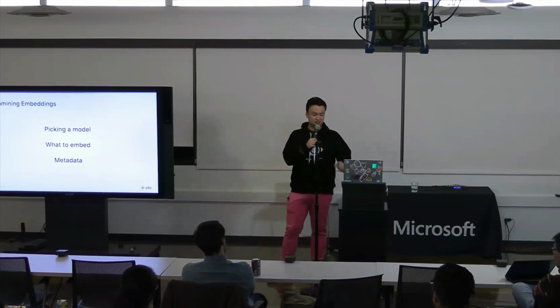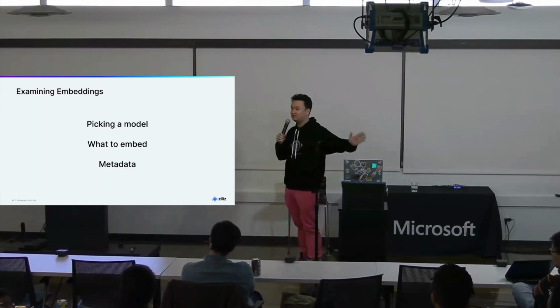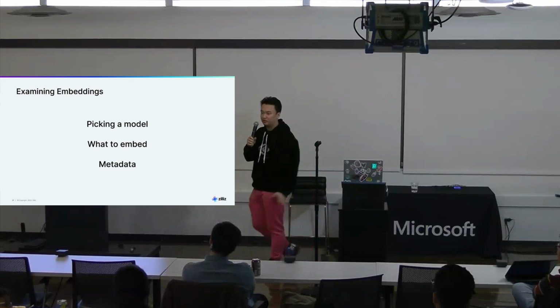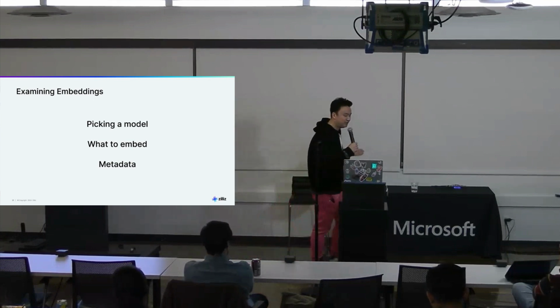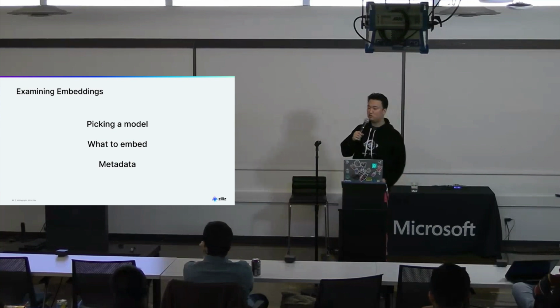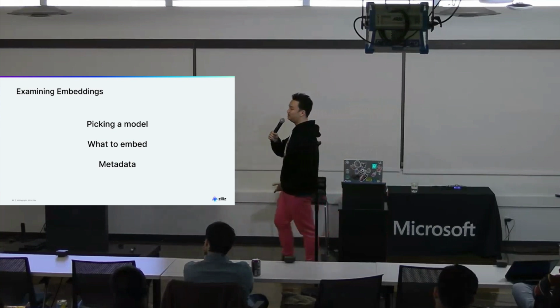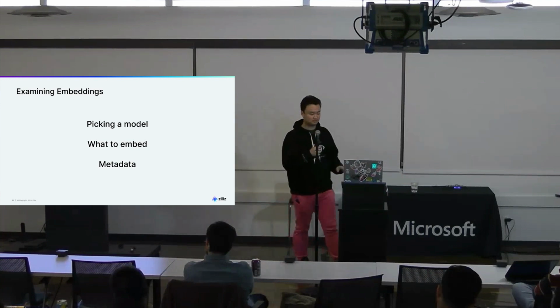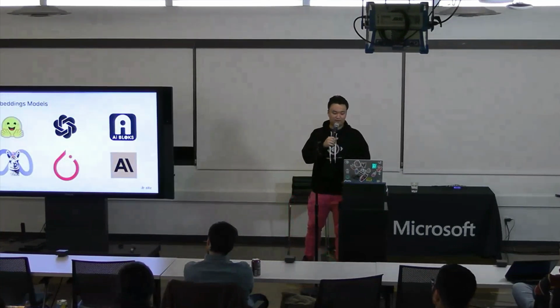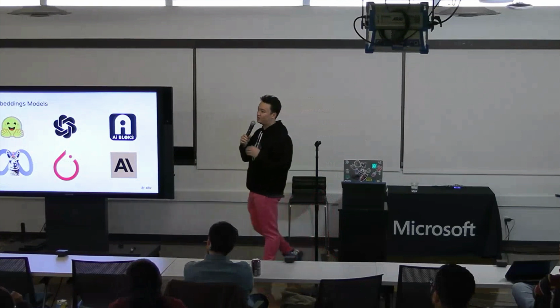Okay, good. So when we talk about embeddings, I'm going to give you another set of 3 things to think about. One is, how do you pick an embedding model? Two is, how do you pick what you should be embedding? And three is, what should you include as metadata?